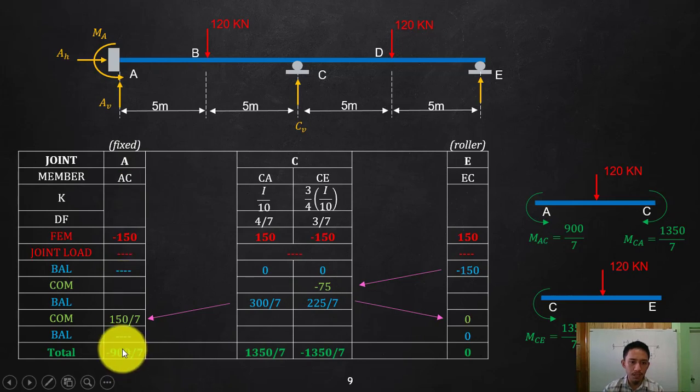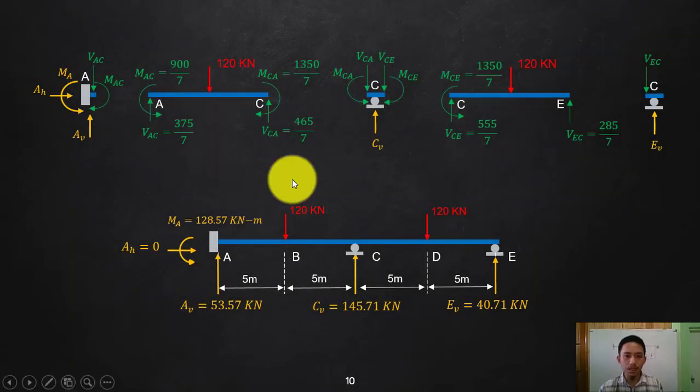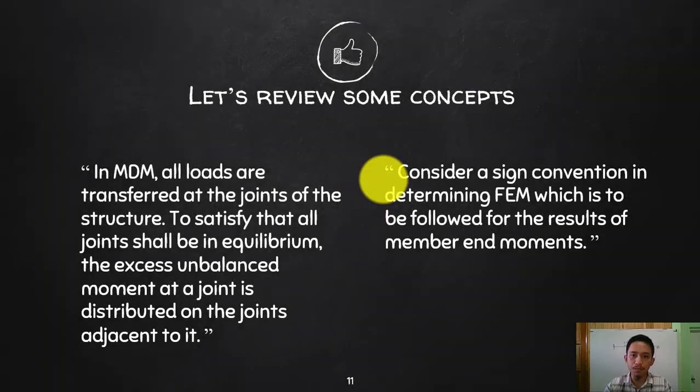So summate: that is the end moment at AC, summate, end moment at CA, summate, end moment at CE, summate, that should be 0 since there should be no end moment at a simple support. Okay, again, the same thing happens. So that is continuous beams.